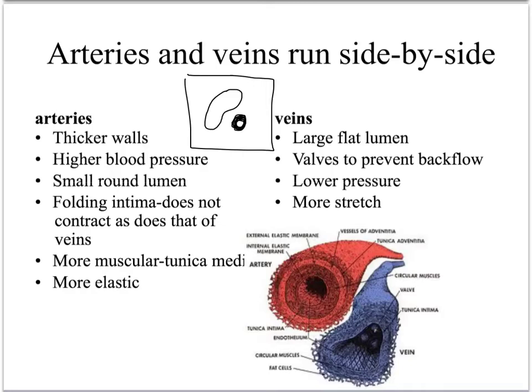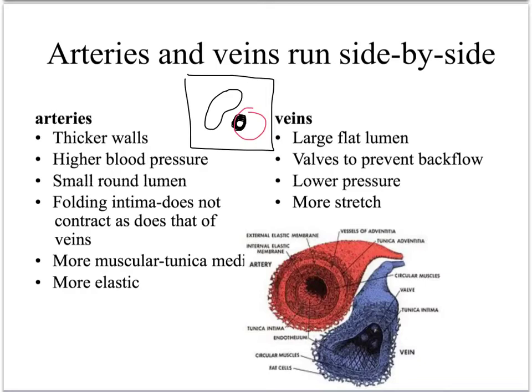The lumen means the opening, the inside of a vessel, and because arteries have a much more muscular, much more elastic wall than the veins do, they tend to contract. So the thicker walled vessel with a smaller lumen is going to be the artery. So the other is the vein, and it has a large flat lumen.